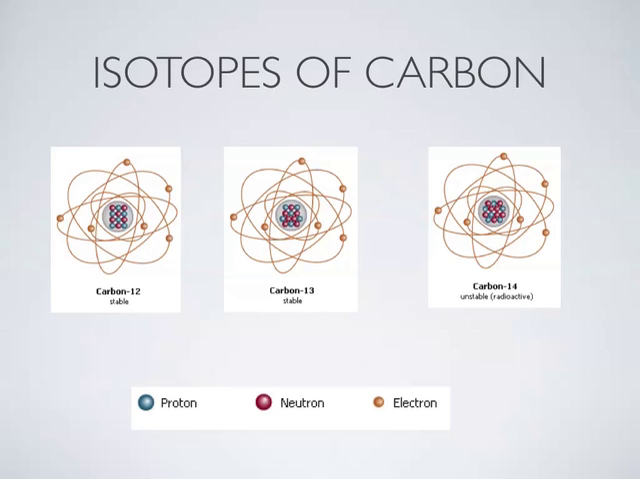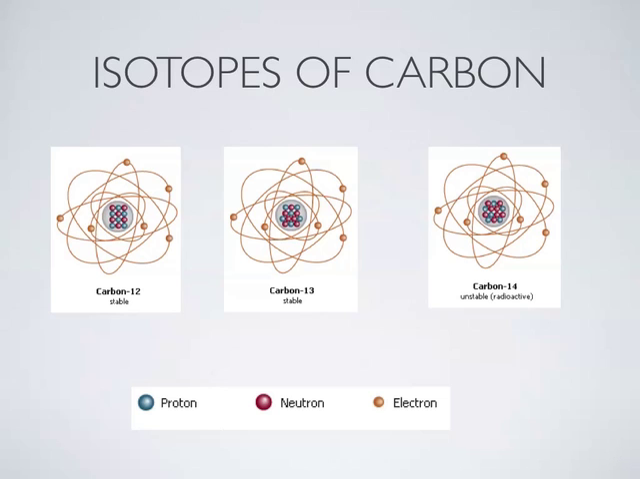As you know, carbon's atomic number is 6. Its atomic mass listed in the periodic table is 12.011. Carbon-12 is the most common form of carbon. It has 6 protons, obviously, because it's carbon, and 6 neutrons. It's stable. And the vast majority of carbon that you find on the Earth is carbon-12.